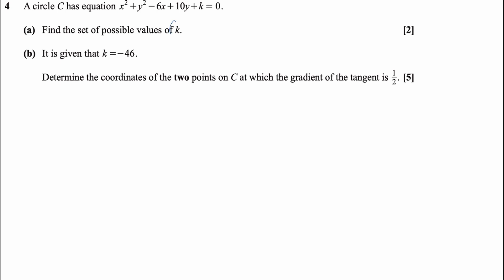So what you should be thinking about here, k is the constant part. And when we're looking at the constant part, we're talking about the radius. And when we're talking about sets of values, what we've got to be thinking is that the radius has to be bigger than 0. The problem at the moment is it's not in the correct form. So what we need to do is get it in the form x minus a squared plus y minus b squared equals r squared.